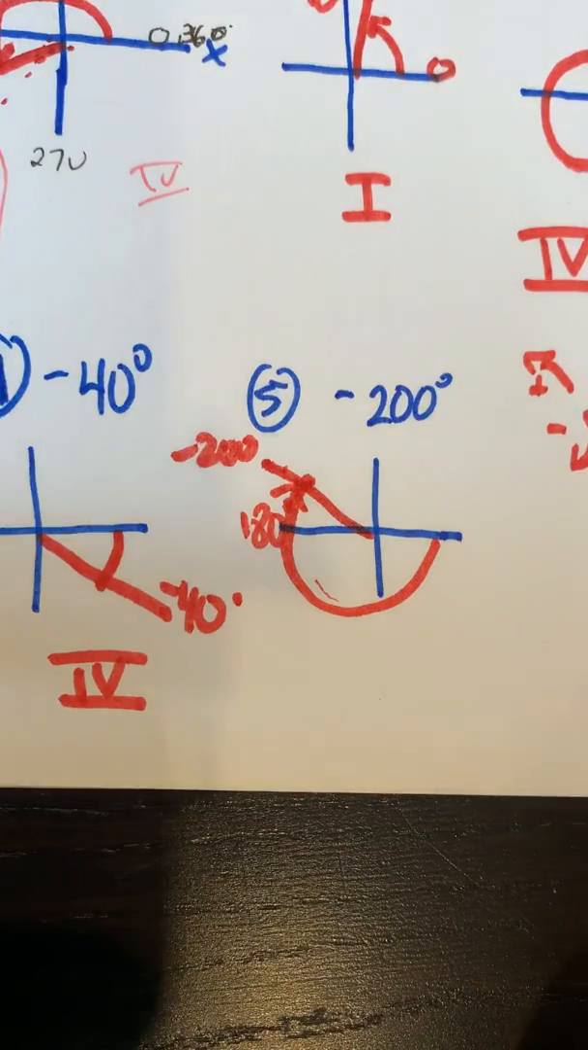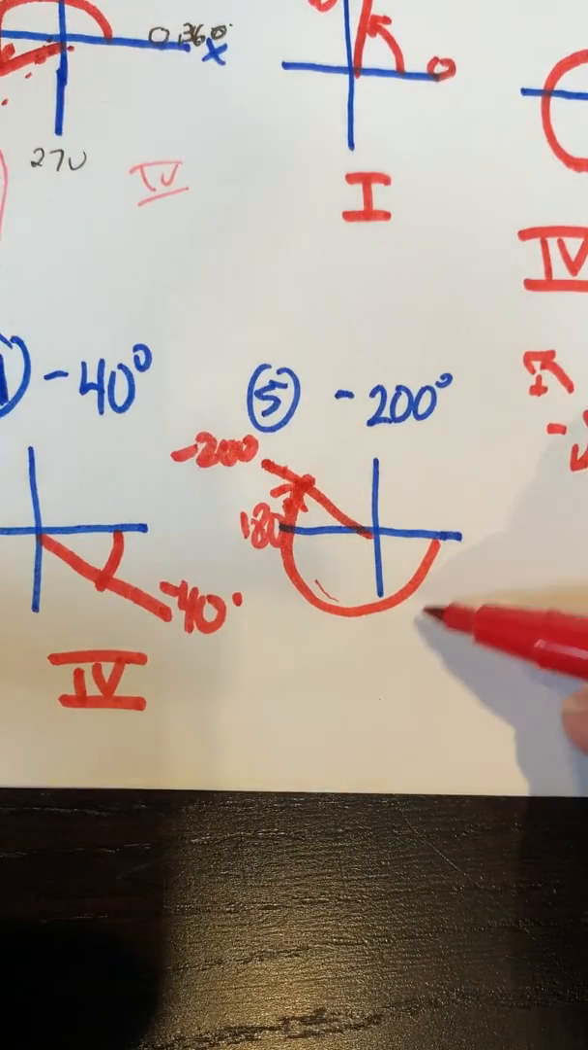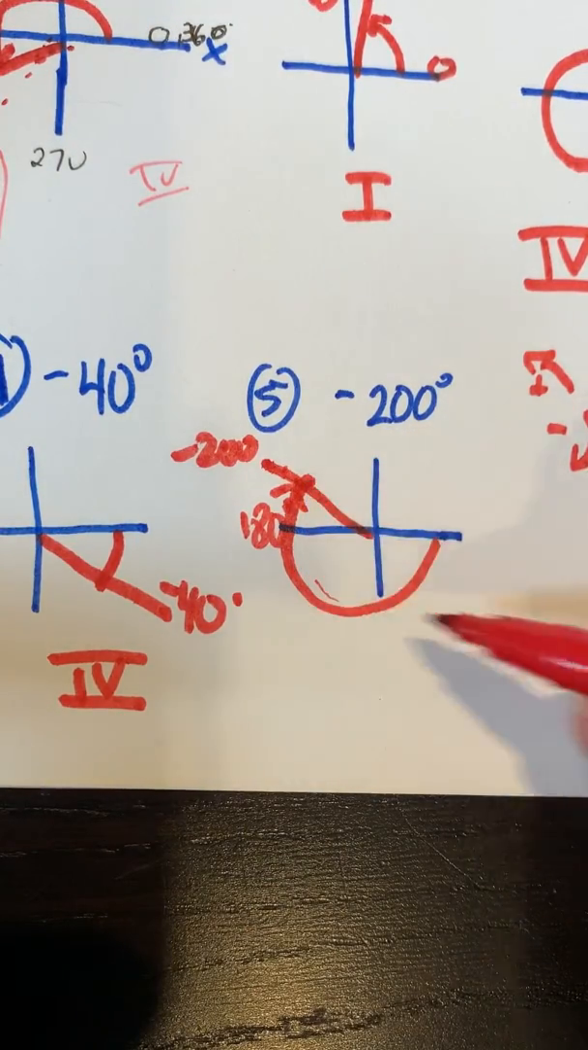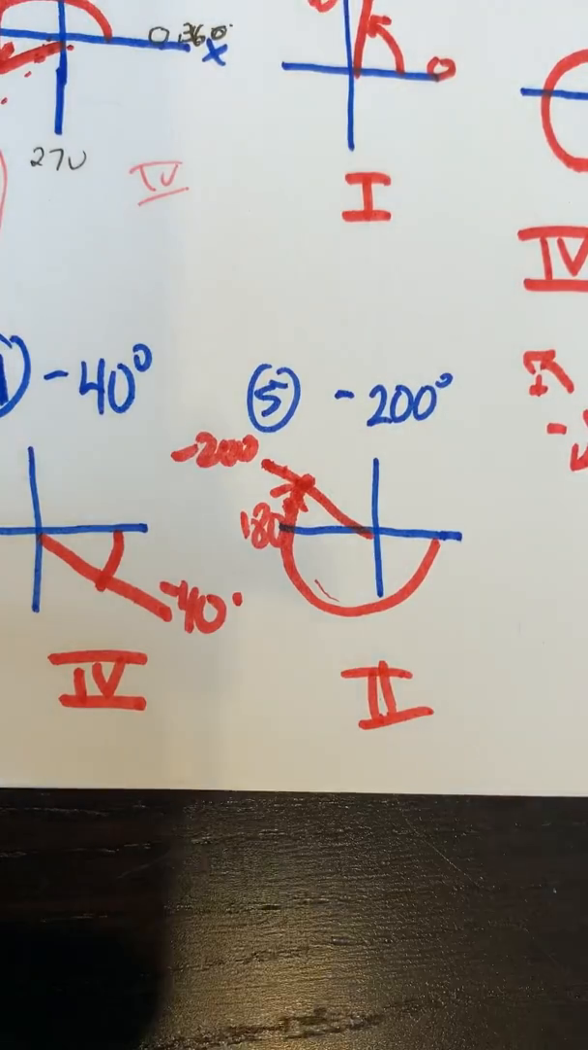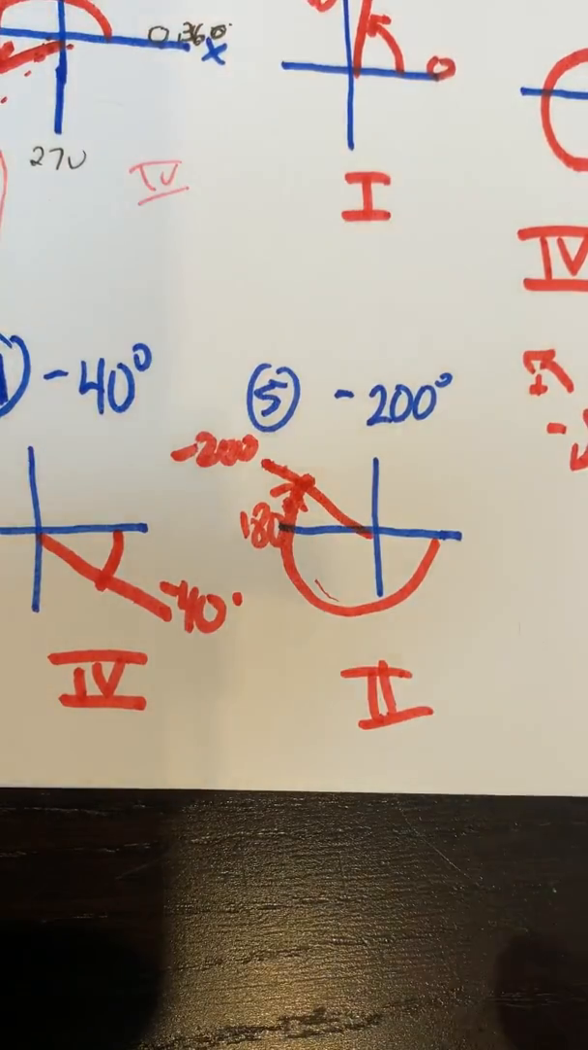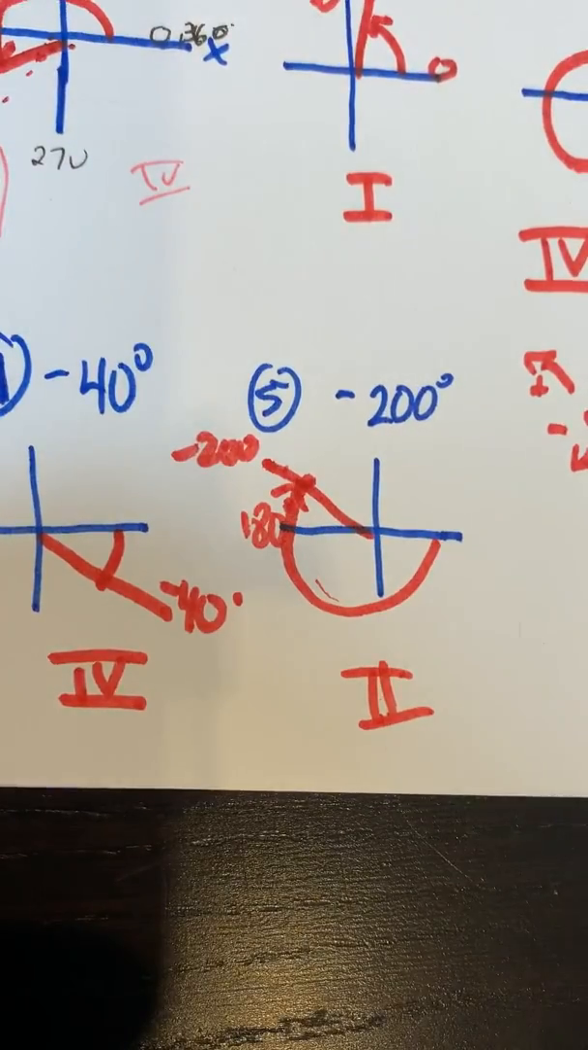So that's drawing the angles and stating the quadrant. Almost forgot, 1, 2, 3, 4. So it's quadrant 2. There you go. If you follow this, you're able to do much of your homework.